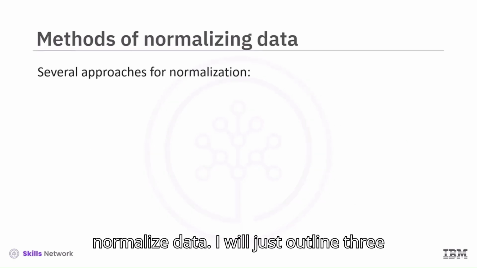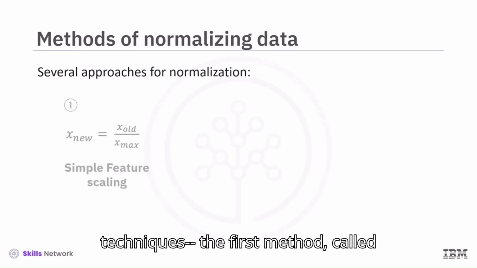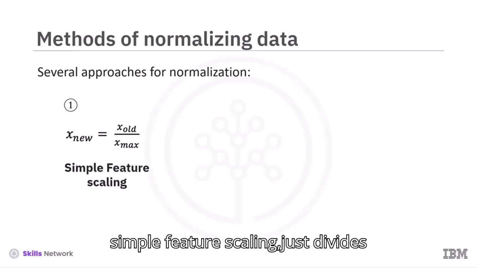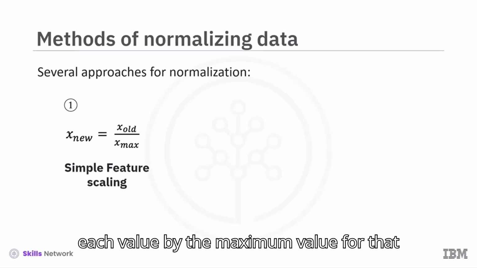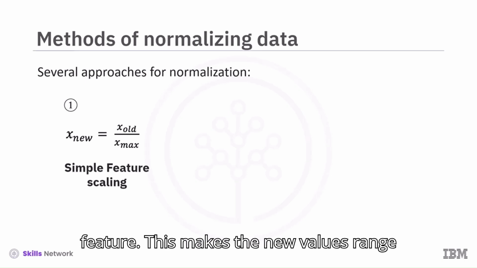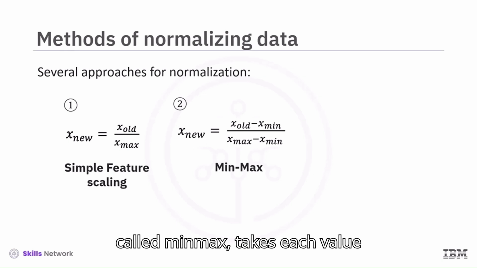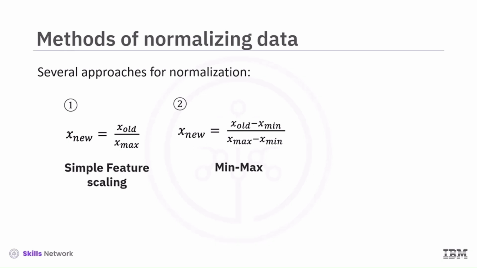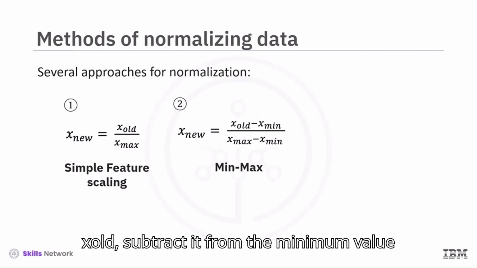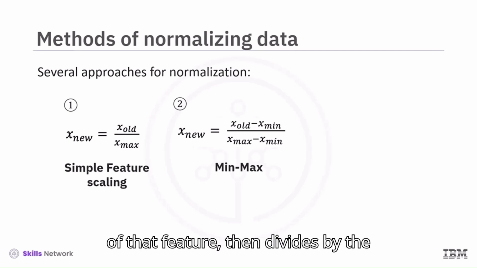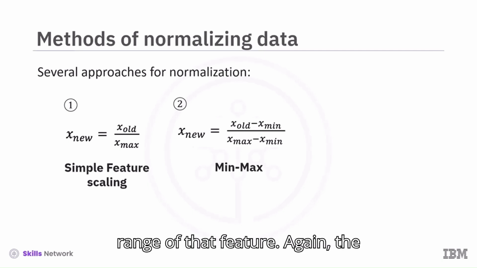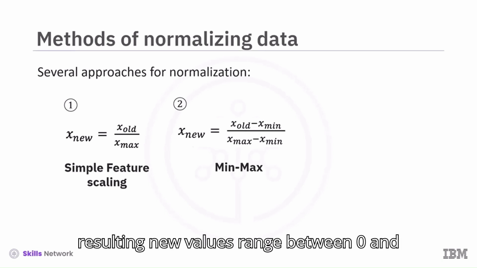There are several ways to normalize data. I will just outline 3 techniques. The first method, called simple feature scaling, just divides each value by the maximum value for that feature. This makes the new values range between 0 and 1. The second method, called min-max, takes each value x_old, subtracts the minimum value of that feature, then divides by the range of that feature. Again, the resulting new values range between 0 and 1.